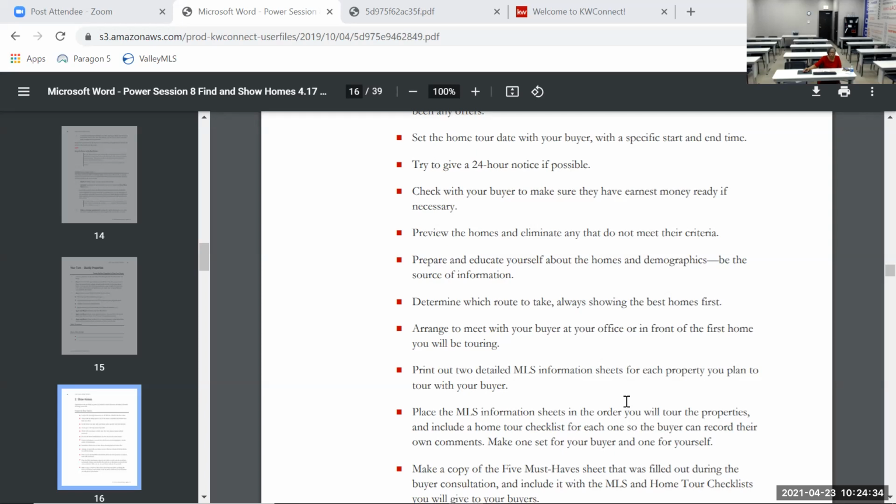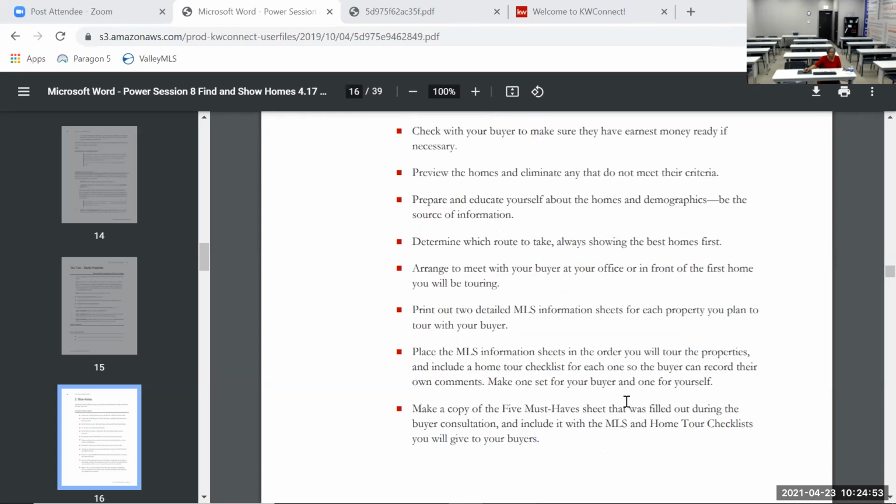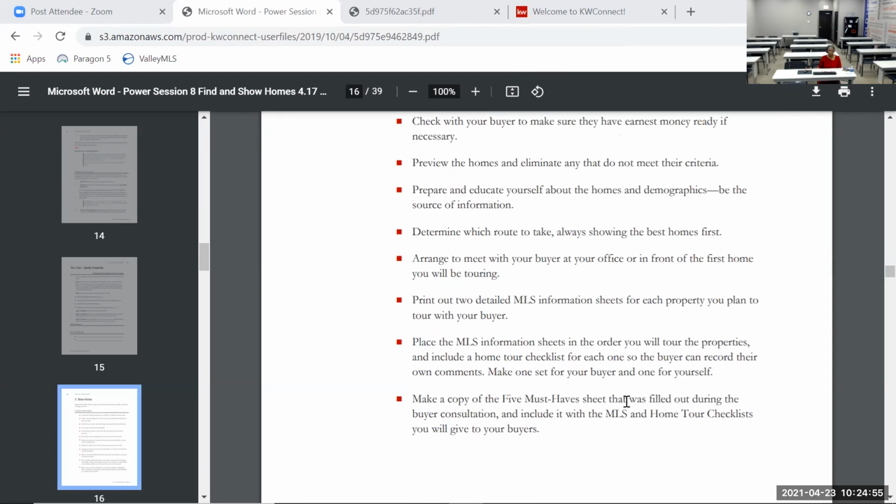You want to print out 2 detailed MLS information sheets for each property that you plan to tour with your buyer. One set is for you, one set is for your buyers. Your set should be the agent's MLS information sheet. There should be the customer information sheet. The agent's information sheet has confidential information that is not shared to the public. So you want to make sure that you give them the customer copy, you keep the agent copy.